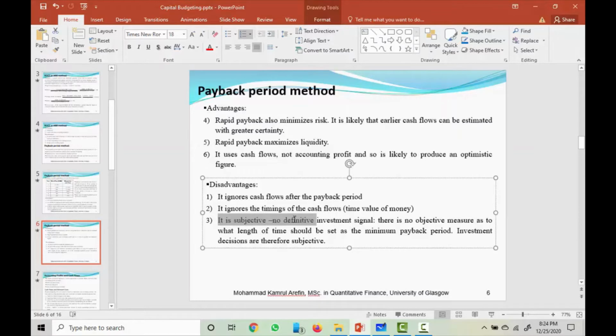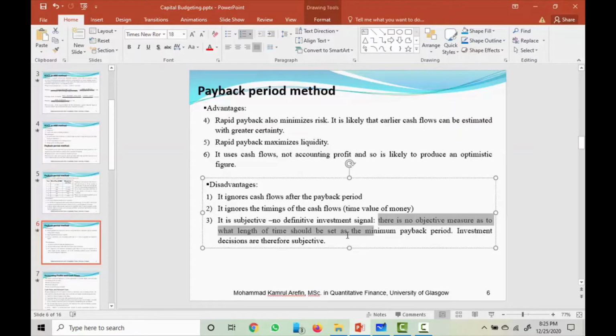Right, it is subjective. Well, no definitive investment signal. Why is it subjective? Well, it may vary from person to person. You may decide to consider a project if it gives you payback within 2 years, so for you the project may not be good if it gives you payback after 3 years. But for other people it may be a very good project. So there is no definitive investment signal. It is very subjective and may vary from person to person.